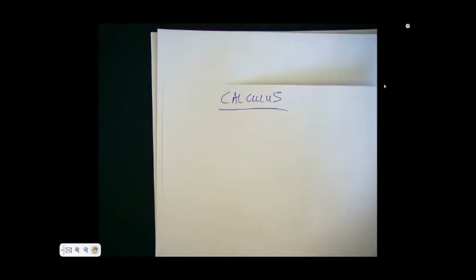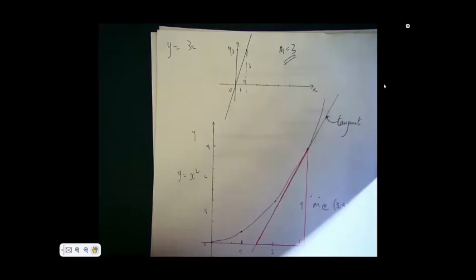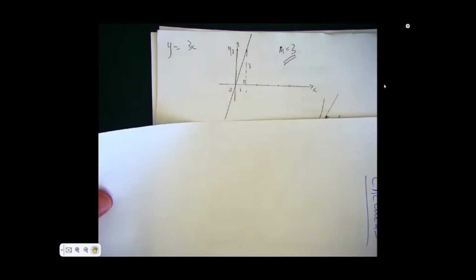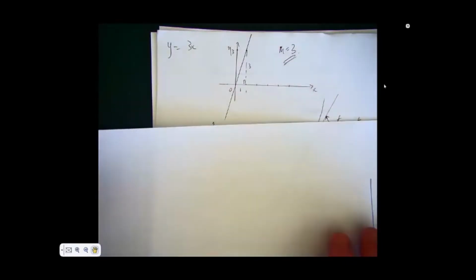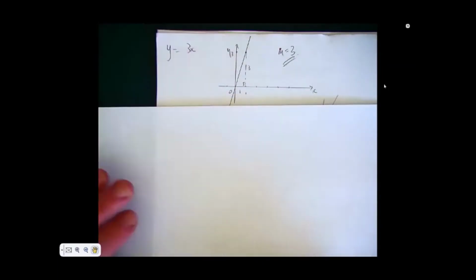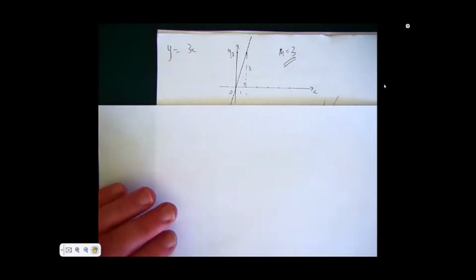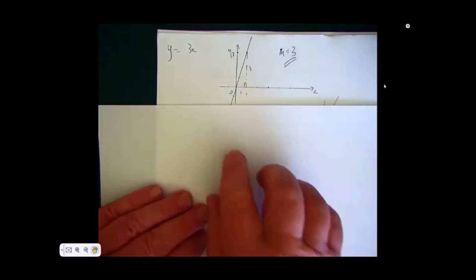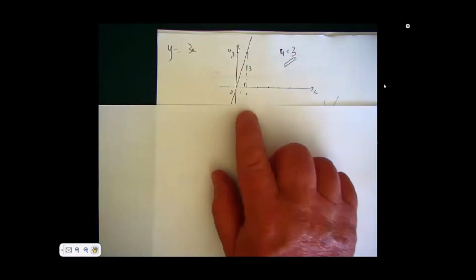giving you some ideas about rates of change. So if we have a look at this little graph, I'd prepared this earlier, you see, so this is simply a graph of y equals 3x. Now if we were to sketch this, it would be very simple.